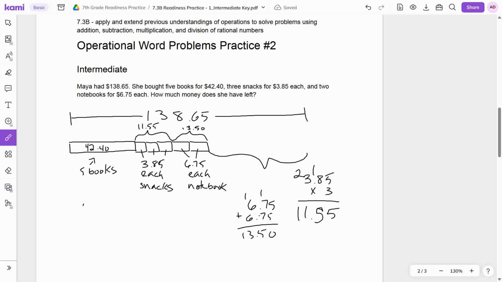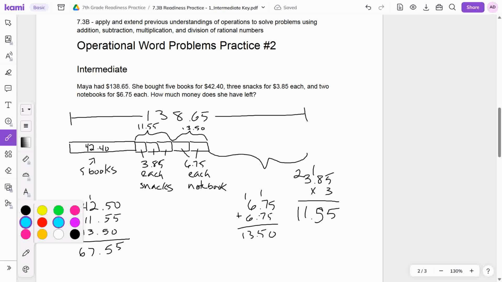I could add my 5 books for 42.50. I can add my 3 snacks for 11.55. And I can add my notebooks for 13.50. Add those up, I'm going to get 5. That's 15. That's 3, 4, 7, and that's 6. All right, so if I wanted to put a big thing right here, I can say this, all of this, 67.55. I'm not done yet.